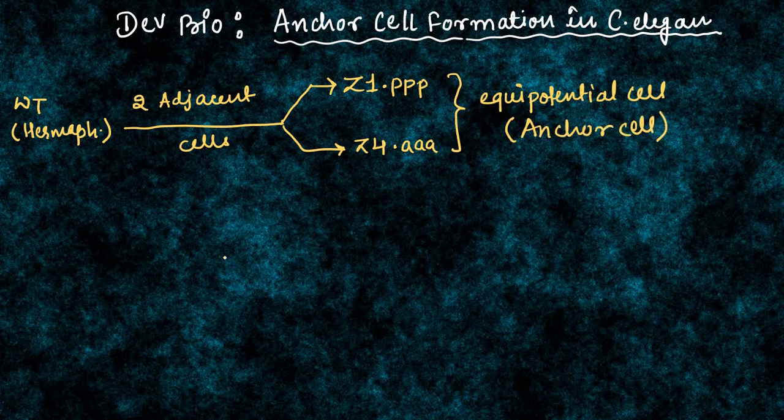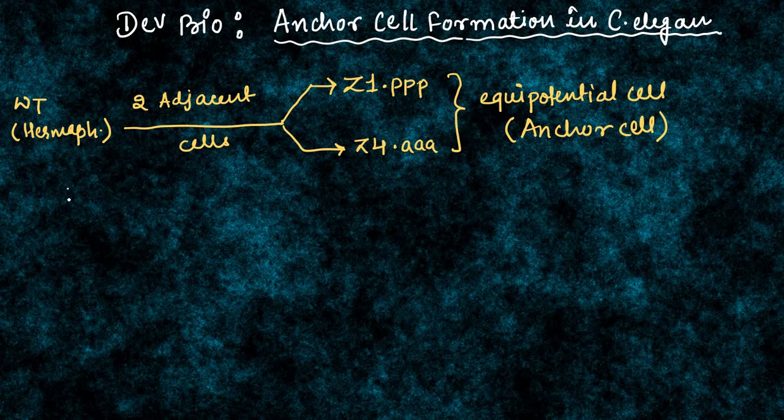So now the thing is, what is responsible behind the formation of the anchor cell? Because both cells have the equal potential to form the anchor cell, that means there would be some kind of signaling molecule which will be responsible for the anchor cell formation. And obviously if two cells have the potential to form the anchor cell, it is not the case that both will form the anchor cell. Obviously one will form the anchor cell and the second one will form something else. So that is what we are going to see in this particular lecture.